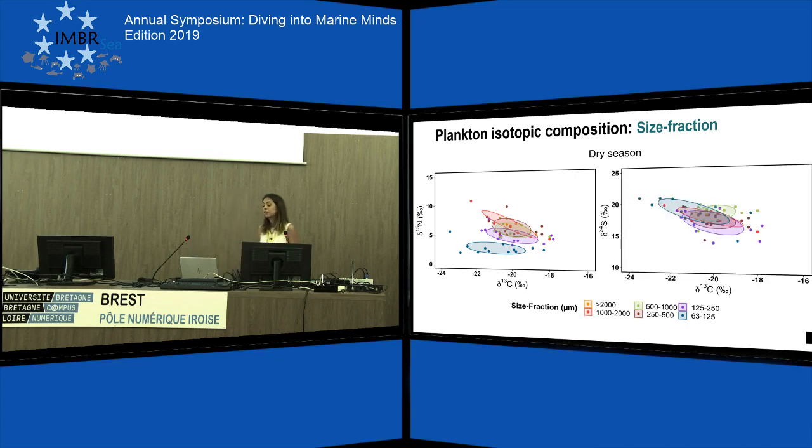Now for sulfur values, we observe an isotopic overlap among all the size fractions where no discrimination was found, and we see also that all the values are either close to 20 or at least never less than 10 per mil, indicating that these organisms rely on the sulfur source from the water column. This is representing the dry season, and as I told you, I have also tested the rainy season, but very similar patterns were found as well.